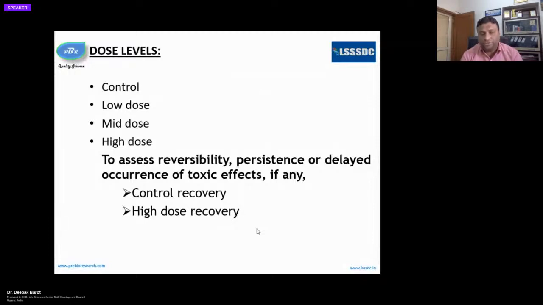that once you stop administering the drug, do the adverse effects which are formed get withdrawn along with the drug, or are there any delayed toxicity? Even after stopping the treatment, do we see any delayed toxicity effect? So those are the objectives you try to obtain from having the recovery groups as part of your protocol.